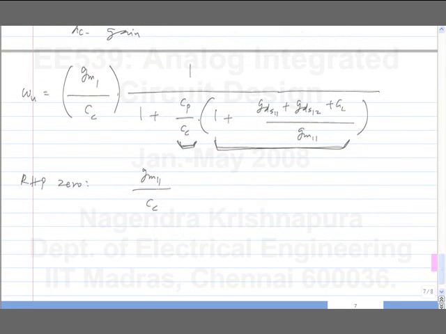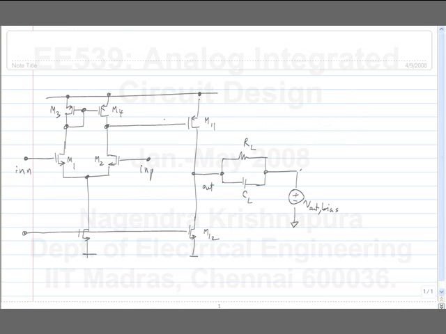And there is also a right half plane zero, which comes because of this capacitance, which is connected across M11. So the right half plane zero also tends to worsen stability. So what do we do about it?